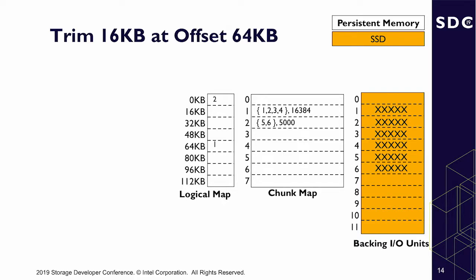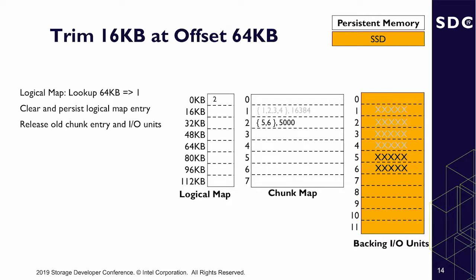Okay, trim is pretty easy, especially if you're trimming a full chunk. Go ahead and hit the next. Basically, all we have to do is we just clear this. So we can just go ahead and hit the next one. So we clear that out. That implicitly releases those chunks because now when we come back up, when we read that, there's not going to be anything there. So there's nothing referencing this chunk map entry. There's nothing referencing those 4 units on disk.